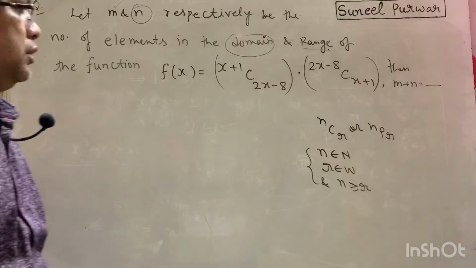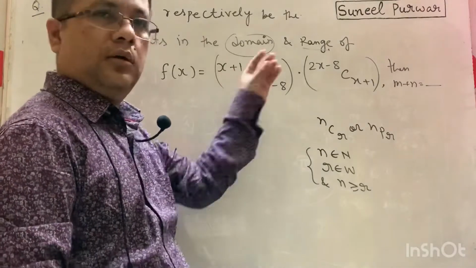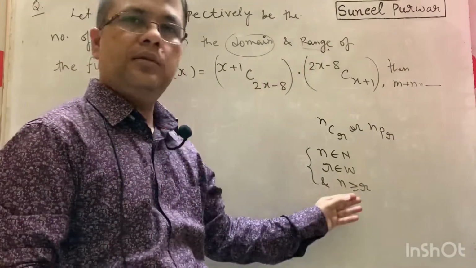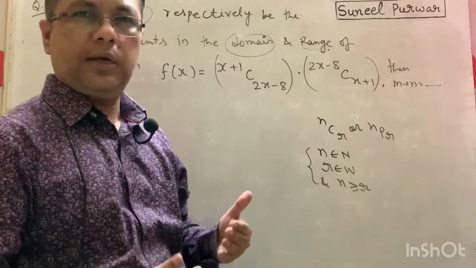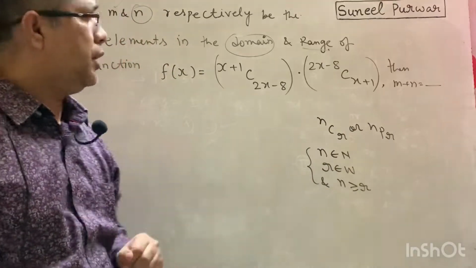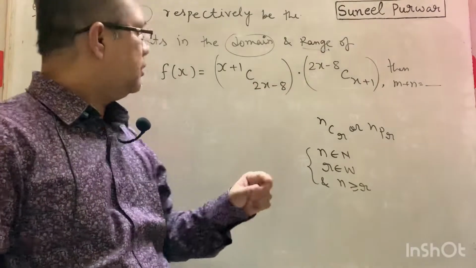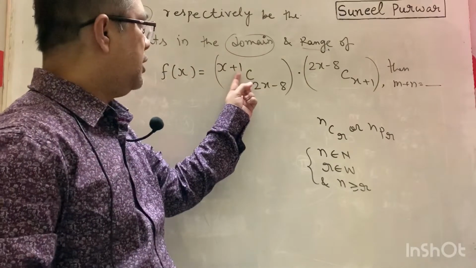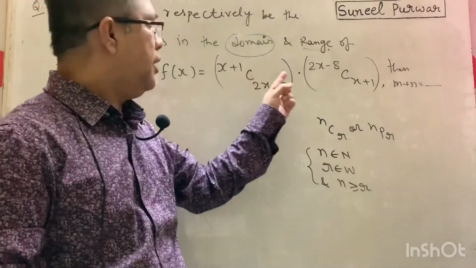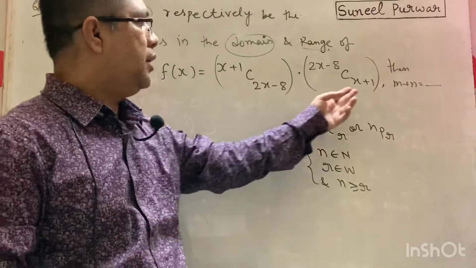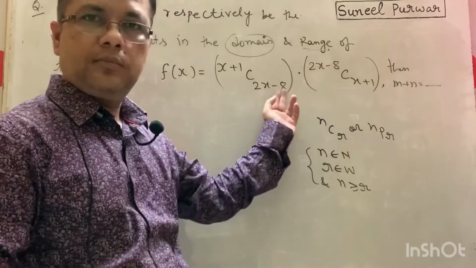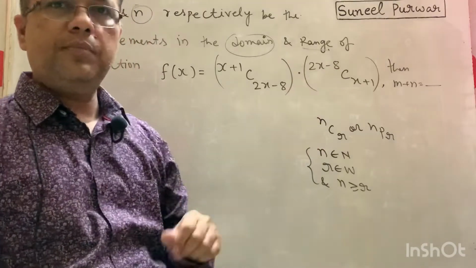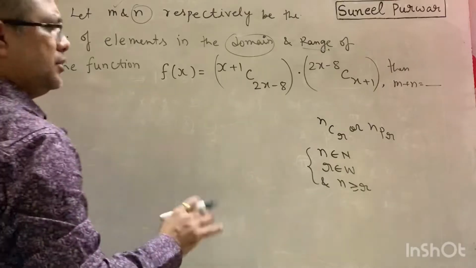Now the moment a student sees this question, they jump to apply these conditions, but wait, take a pause. Why be in so much hurry? Notice something there, x plus 1 here, and in the superscript here, and here it is in this place. Similarly 2x minus 8, 2x minus 8 there.